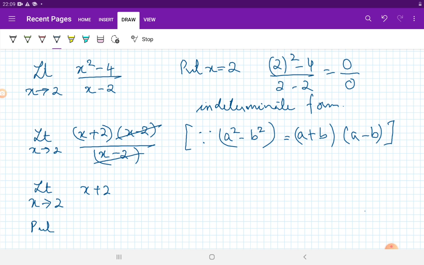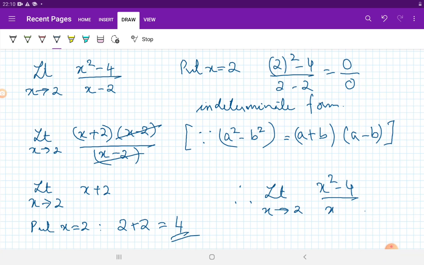Now if I try to put x equals 2, I will get the function's value as 2 plus 2 is equal to 4. Therefore, limit x tends to 2, x square minus 4 divided by x minus 2 is equal to 4. That is, 4 is the limiting value to which the function is tending towards as my x approaches 2 from the left hand side as well as the right hand side.